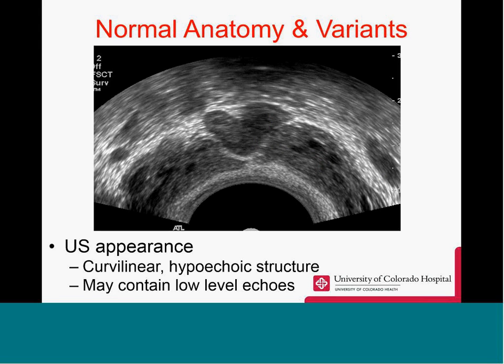Here on ultrasound, you can see they are curvilinear, hypoechoic structures. They may contain low-level echoes, which would be the fluid that they secrete. Here you can see the ejaculatory ducts that will then join with the seminal vesicles.